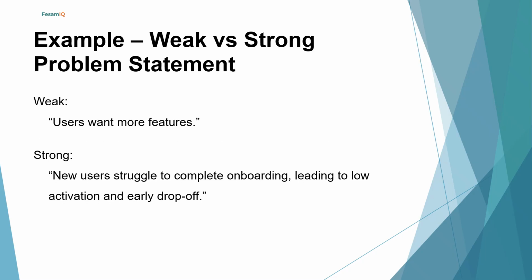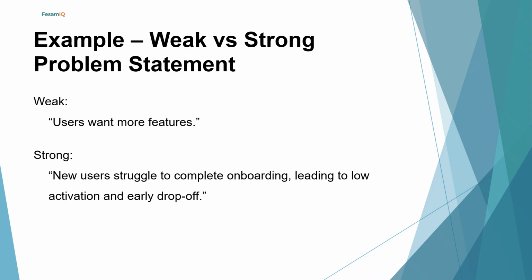Now let's have a look at this example. Now we have weak and strong problem statements. Let's critique it. For the weak problem statement, users want more features. That's weak. We don't even know why they want more features. We don't even know what it's all about. This would get the team confused.